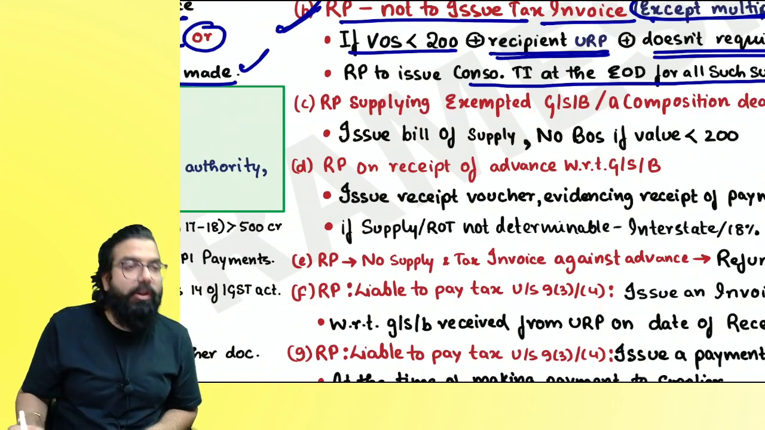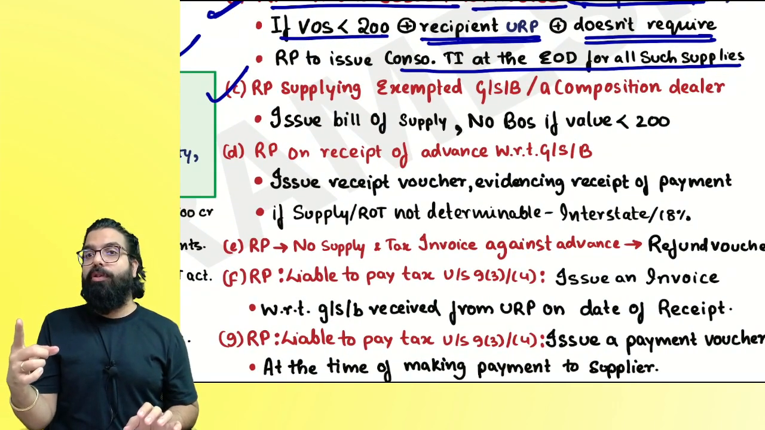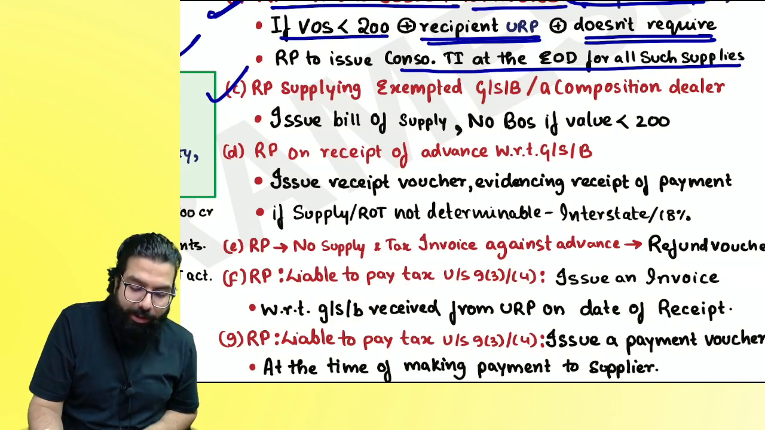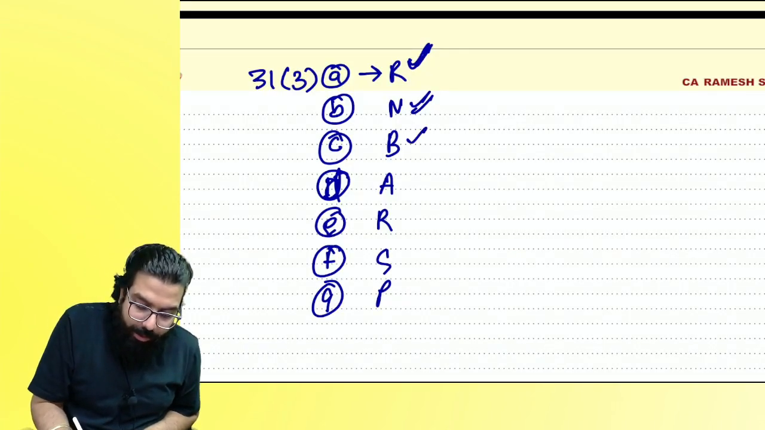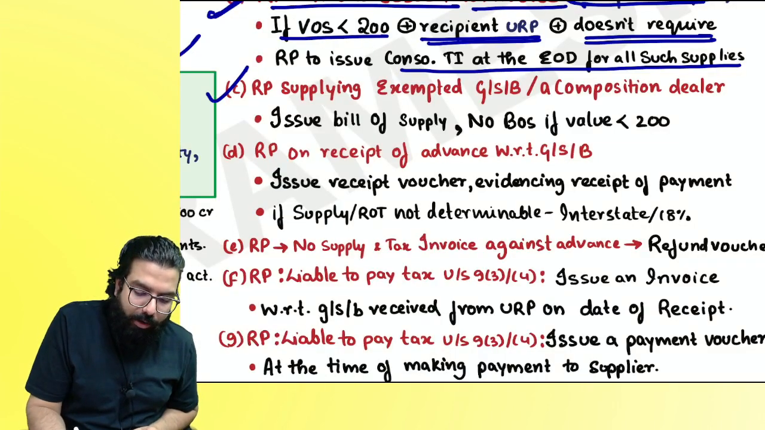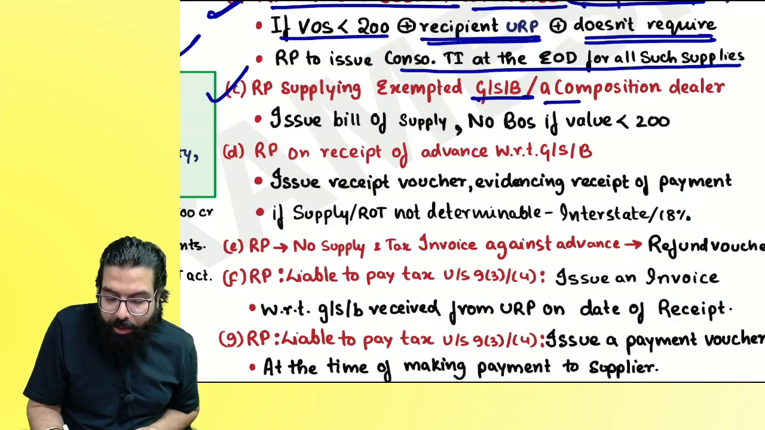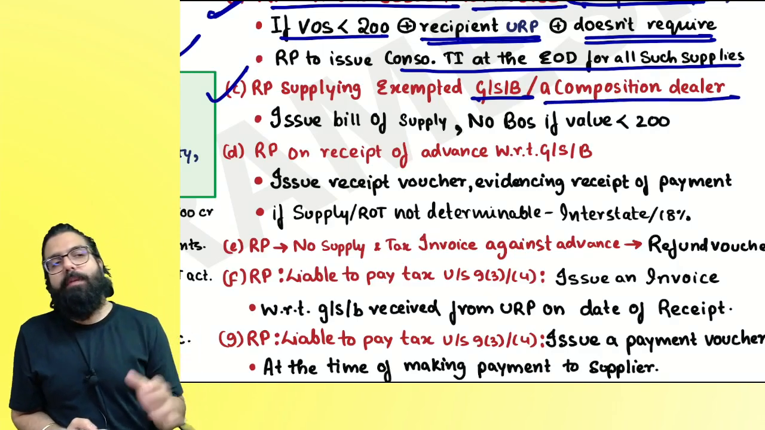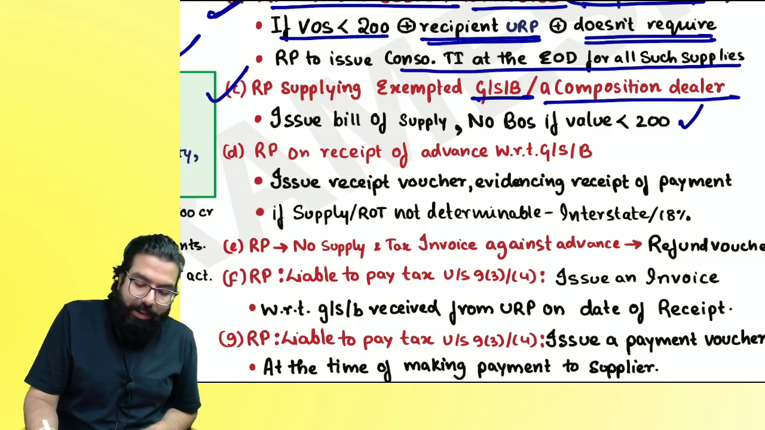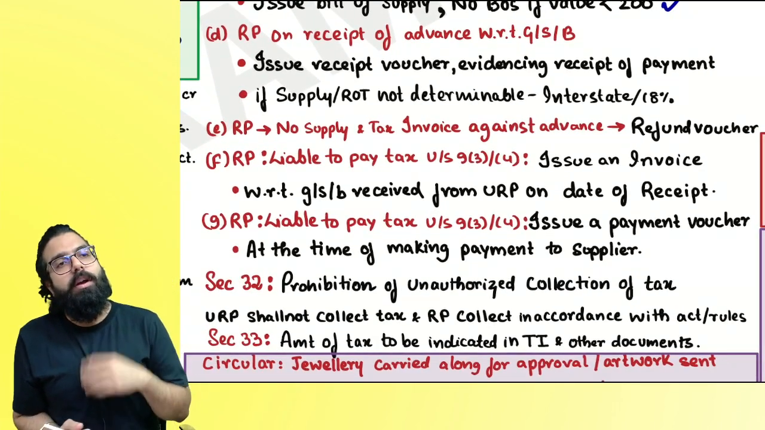Then we have, if a registered person is supplying taxable goods, then a tax invoice. If a registered person is supplying exempted goods, what did I teach you? The next one, B for bill of supply. If you are supplying exempt supplies, or you are a composition dealer, then you don't have to issue a tax invoice. You will issue a bill of supply. Also, if the value is less than 200, a bill of supply is also not required.